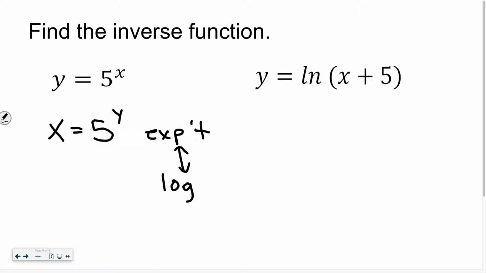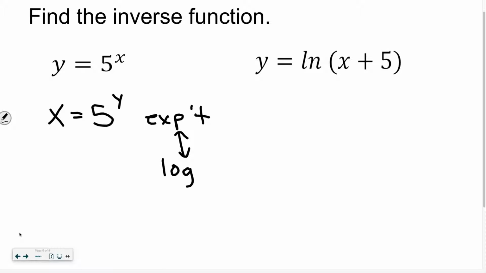We're going to change it into a log. Okay, so this is going to be log.